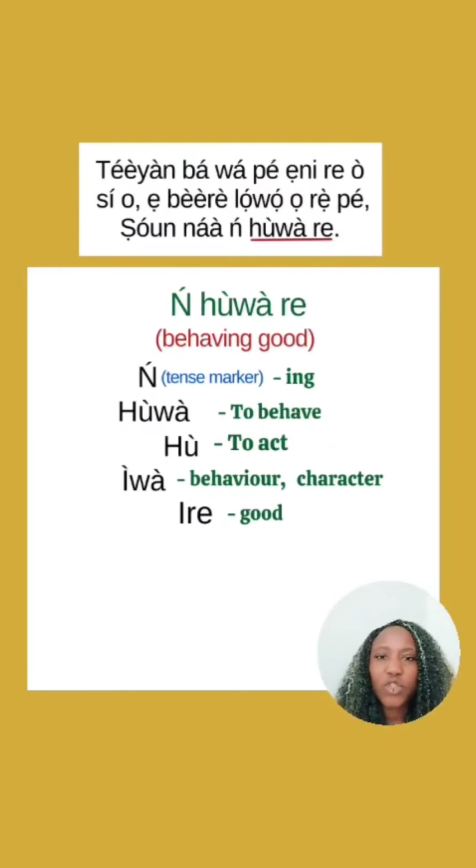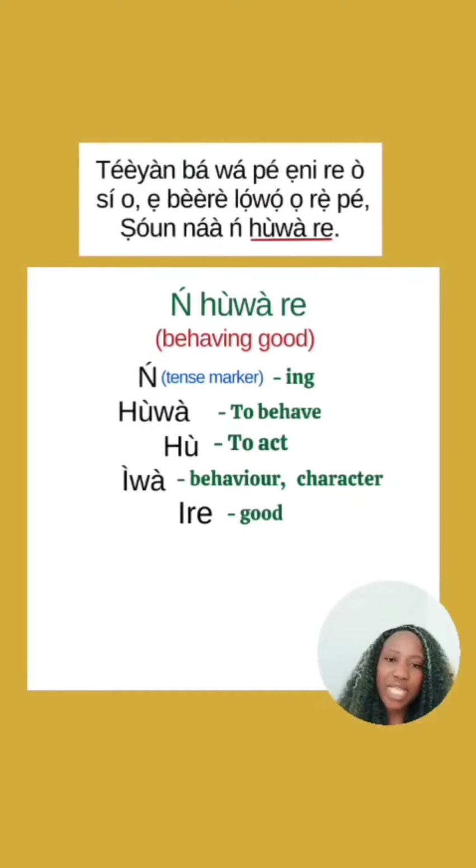Iwa. To huwa is to behave. Huwa here is to act, but this huwa is only used when you're referring to a character. Iwa is to behave, or behavior or character, to act or character. Iwa is your behavior, your personality, your character. That is what iwa is.